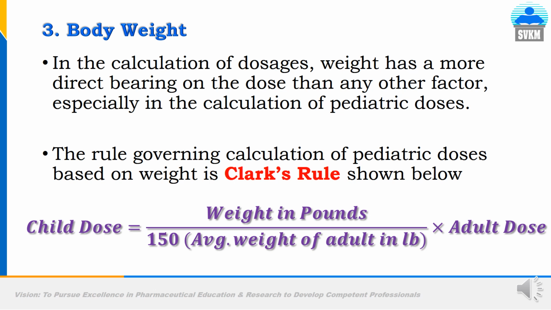Earlier we saw that age is one of the important factors that affect dose calculation, especially pediatric dose calculation. There we use a number of formulae like Young's, Dilling's, Bastedo's. So these are the formulas used for the calculation of pediatric dose based on age. Now the rule governing the calculation of pediatric doses based on weight is Clark's rule, which is shown below. Child dose is equal to weight in pounds divided by 150, that is the average weight of adults in lb, multiplied by adult dose.